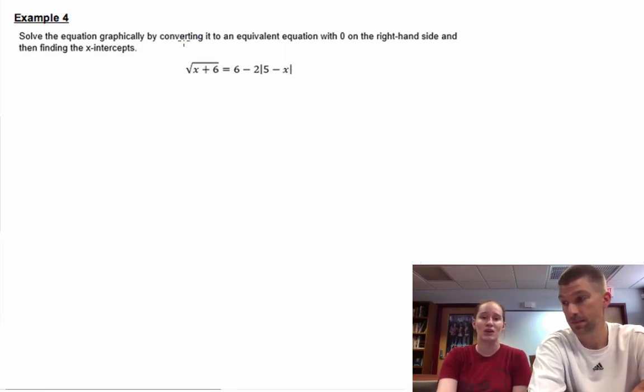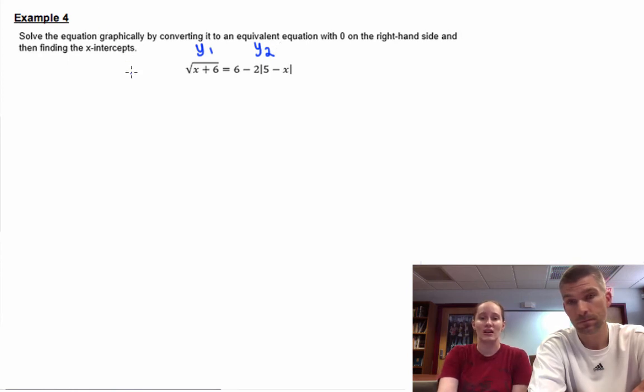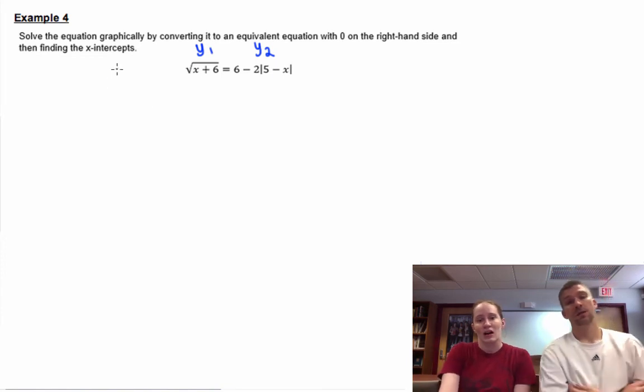The other way of doing it is to put the left side in as y1, the right side in as y2, and then find where they intersect. Sometimes finding where they intersect can be really difficult. Whereas if you get everything on one side and you're looking for where it goes to the x-axis, you at least know it should be somewhere on the x-axis. So those are your drawbacks.